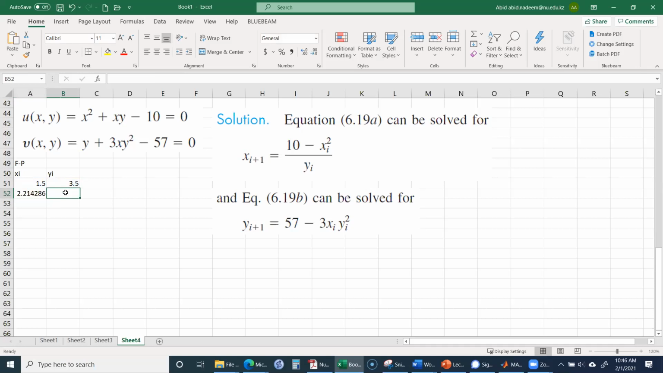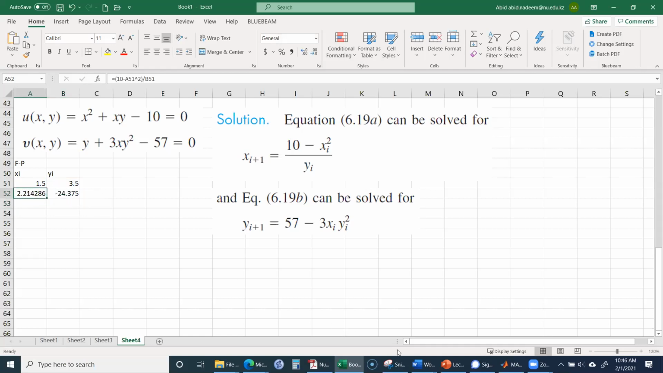So what will be the value of y_i? y_i will be 57 minus 3xy squared. So it will be equal to 57 minus 3 times x. In this case I will use the updated value of x, not the previous value of x, times the last available value of y, which is this one. I need to take the square from here. So in this case, I get minus 24.375.